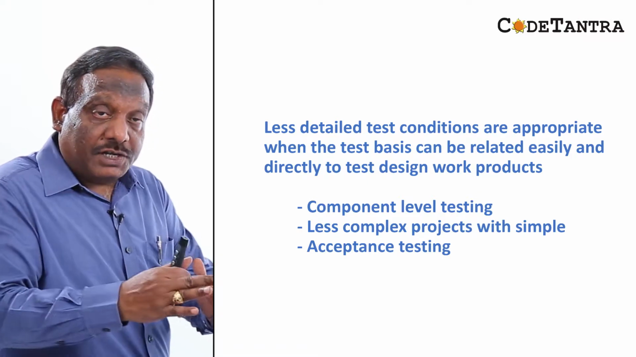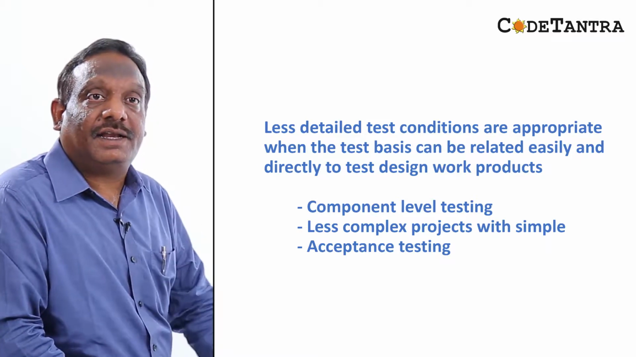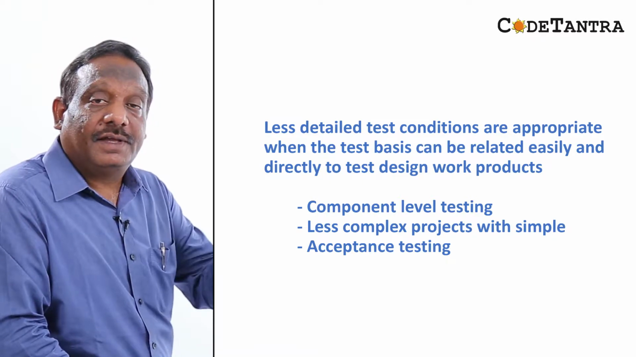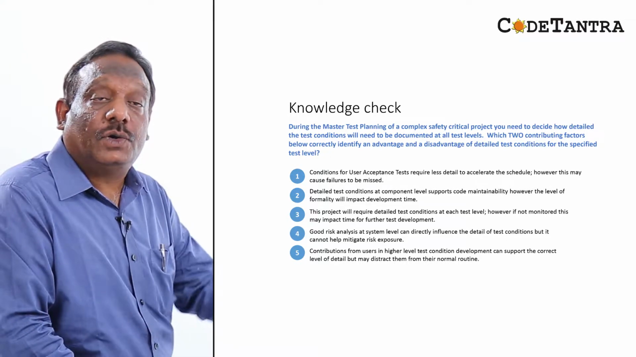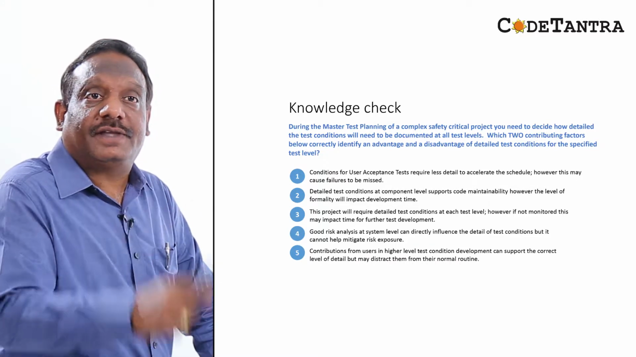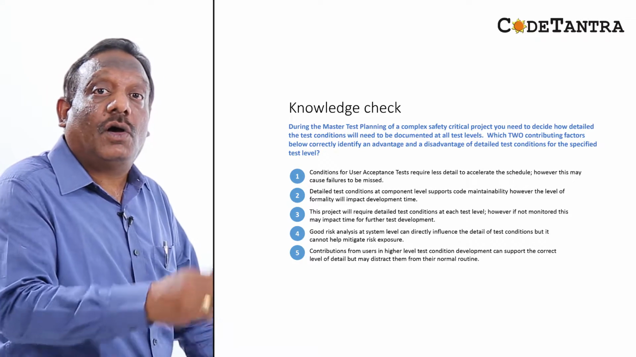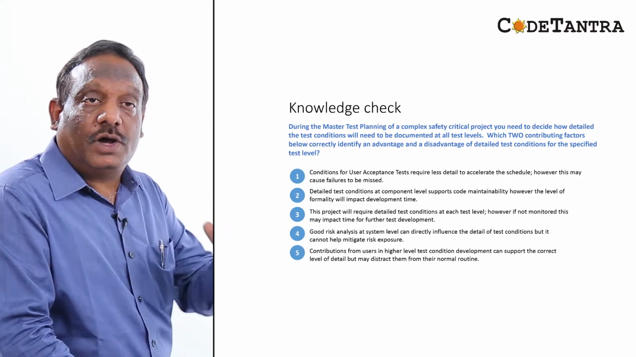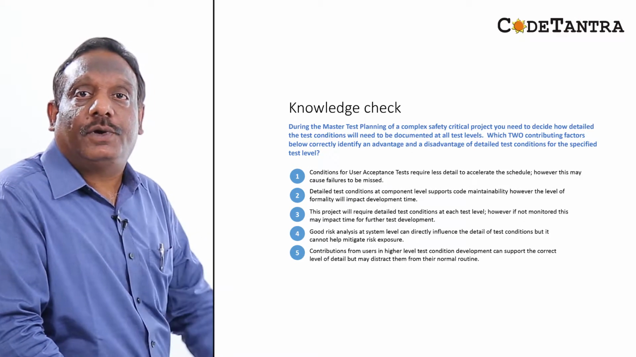So you have understood now the level of detail that is needed as you perform your test analysis activity, the level of detail of documentation that you must produce. So now let us look at this question and try to answer that. During the master test planning of a complex safety critical project, you need to decide how detailed the test conditions will need to be documented at all test levels. It is a complex safety critical project and you are the test manager and you have to decide what level of detail of test conditions you have to produce.